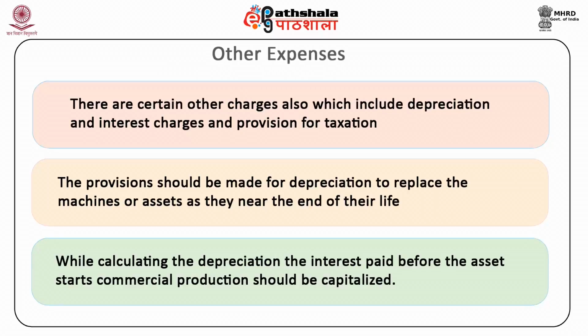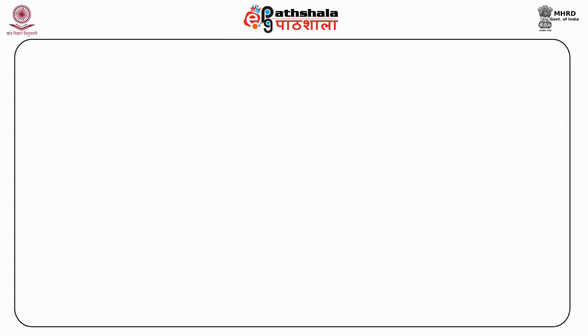While calculating the depreciation, the interest paid before the asset starts commercial production should be capitalized. The provisions for financial charges should be made on the basis of actuals, taking into account the applicable interest rates. Next is the provision of taxation, which should be made after proper tax planning and taking the benefits of all exemptions and deductions. Example of operating cost.